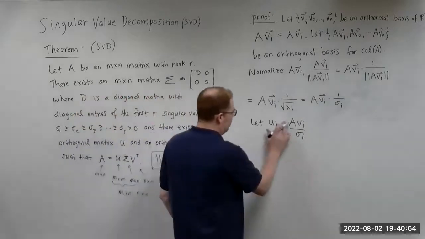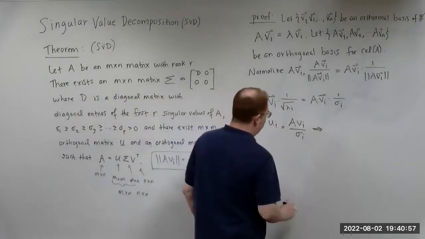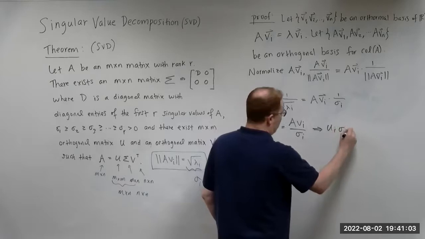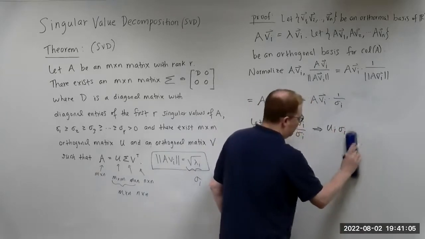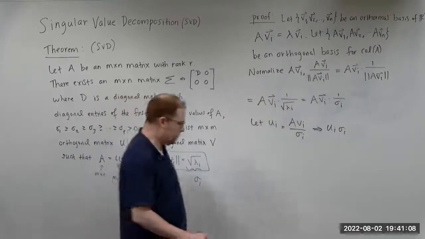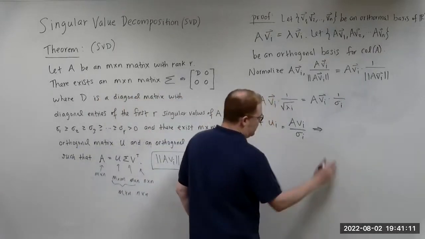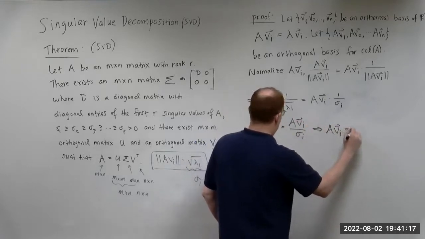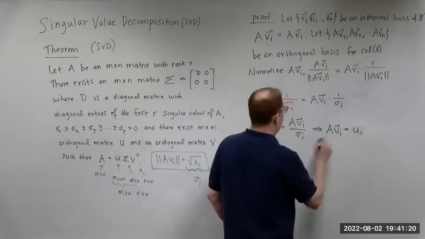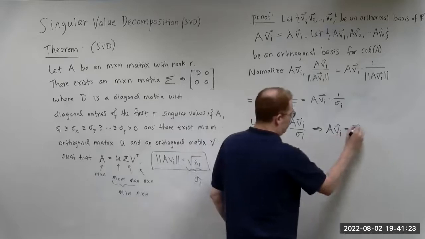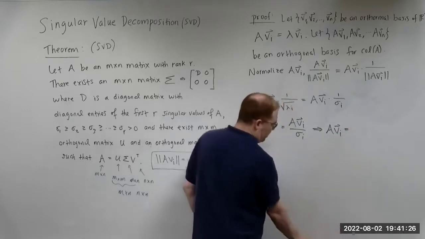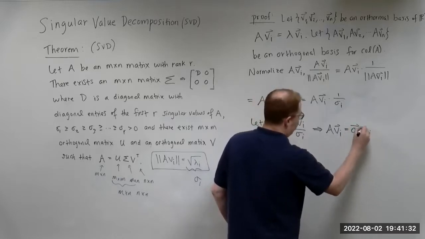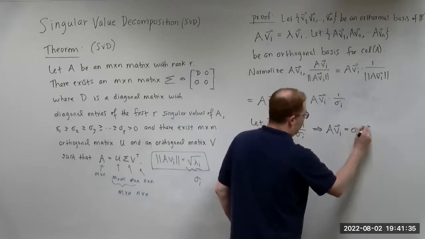And so from here, because we're assigning u of I to this, this is going to be u of I times sigma I equals AV. In fact, it would probably be better to write it this way. This is a vector, and I'll put the sigma in front since that's a scalar. There you go.